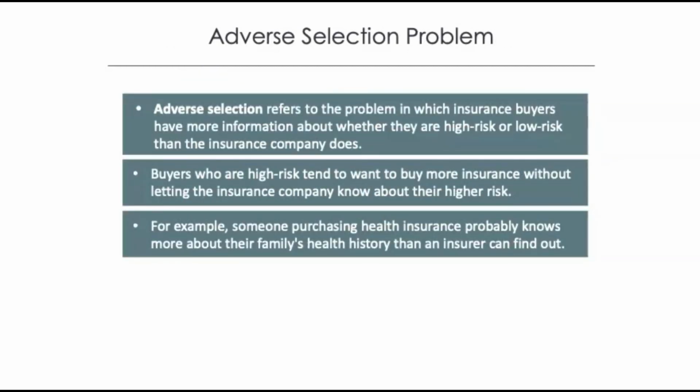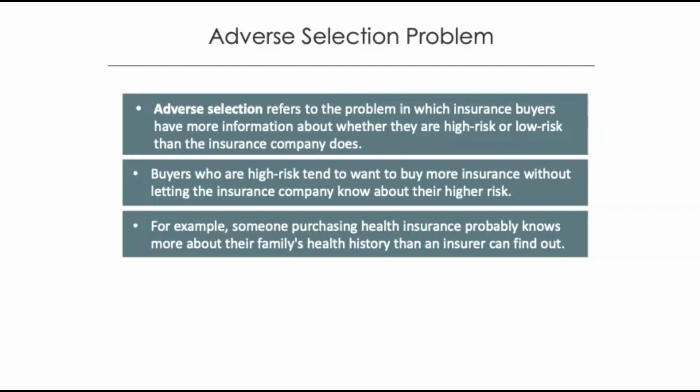Or there is the adverse selection problem. The adverse selection problem refers to when the insurance buyer has more information than the insurance company, because the buyer knows whether or not they are a high-risk or a low-risk customer, and the insurance company doesn't know that information. So buyers that are high risk tend to want to buy more insurance without letting the insurance company know that they are a high-risk customer.